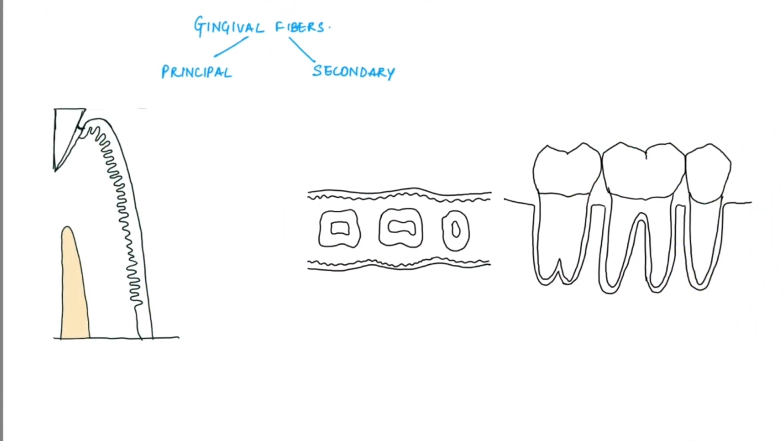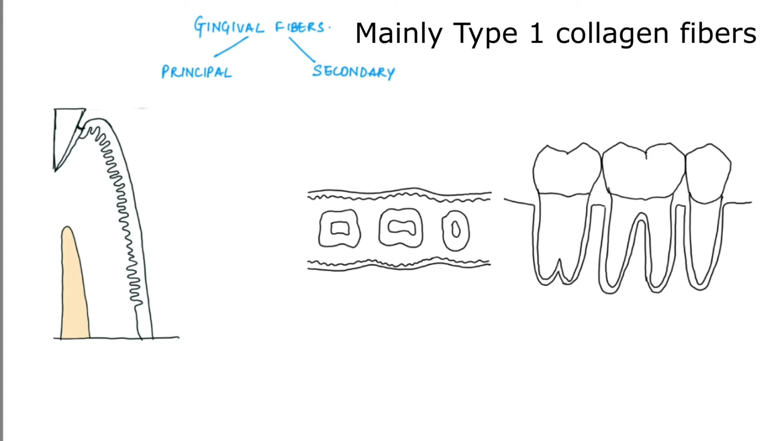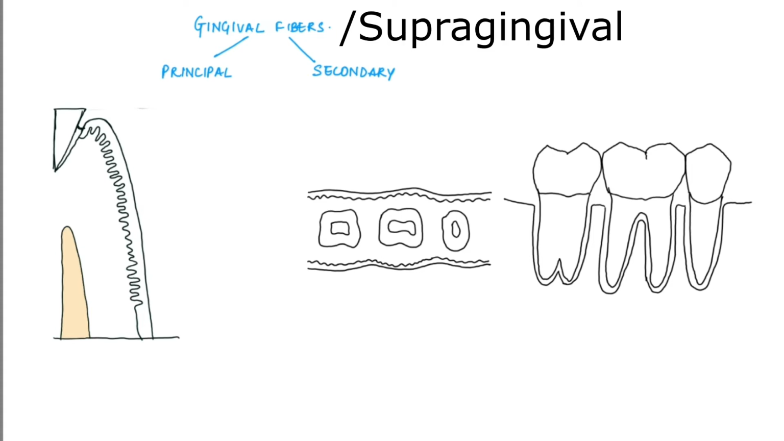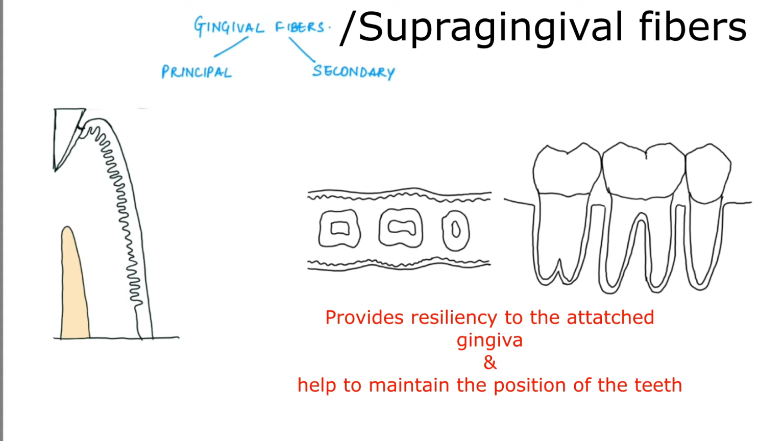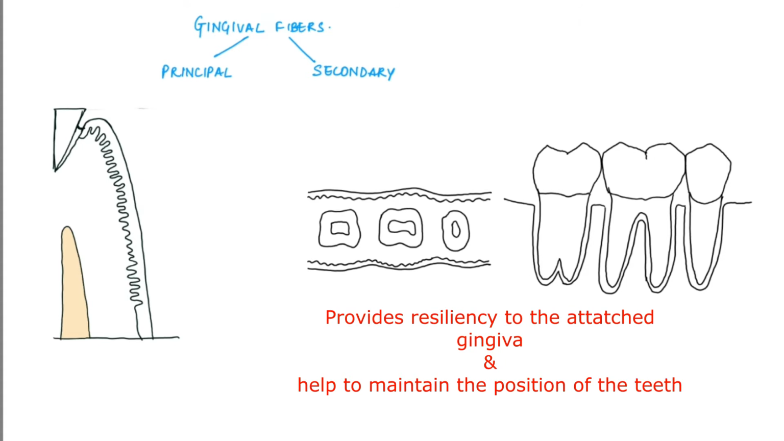Hi guys, in the next 5 minutes we'll be discussing the gingival group of fibers. So the gingival fibers are made up of type 1 collagen mainly, but they also have a few elastic and oxytalan fibers. They are also called supragingival fibers, and they provide resiliency to the attached gingiva and help to maintain the position of the teeth within the dental arch.